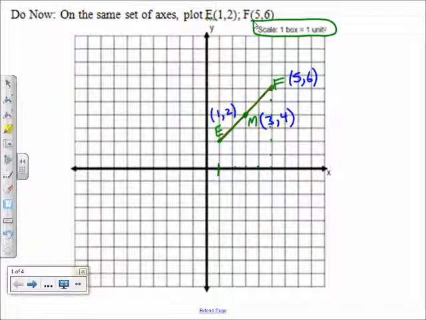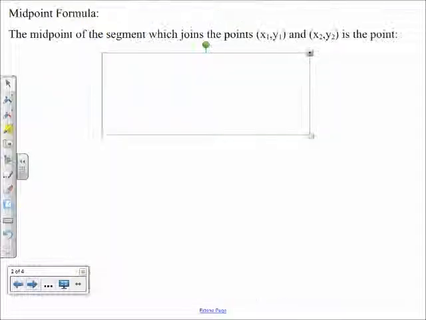Well, notice that M occurs in the middle between 2 and 6. The y coordinate of point M is 4, which is exactly in the middle between 2 and 6. And the x coordinate 3 is exactly in the middle between 1 and 5. So basically, the coordinates of any midpoint is the average of the coordinates of the points you're using.